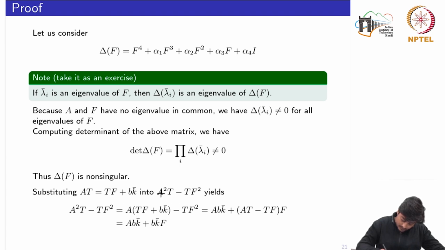so here we would have, I can take A matrix common, so the rest matrix would be AT, and replace TF plus BK bar, minus TF square, and then clubbing this A TF matrix with this matrix and taking F matrix common, I would have AT minus TF and ABK bar, the rest of the part, and this AT minus TF is nothing but BK bar. So I can write A square T minus TF square as equal to ABK bar plus BK bar F. Okay, the relevance of doing this procedure would be clear in the next slide.